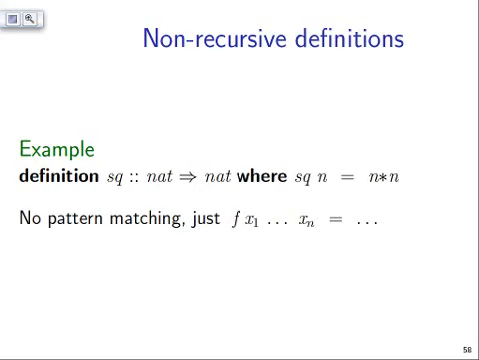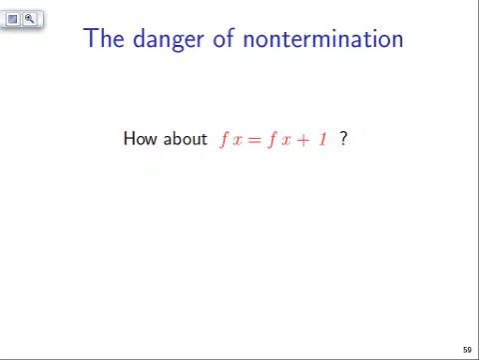Now let's move from non-recursive to recursive definitions, and then we run into a potential problem, namely you could define non-terminating functions. And why is that a problem? So what if we define a function like that? F of x equals f of x plus 1. Most programming languages allow you to do that, but Isabelle doesn't.